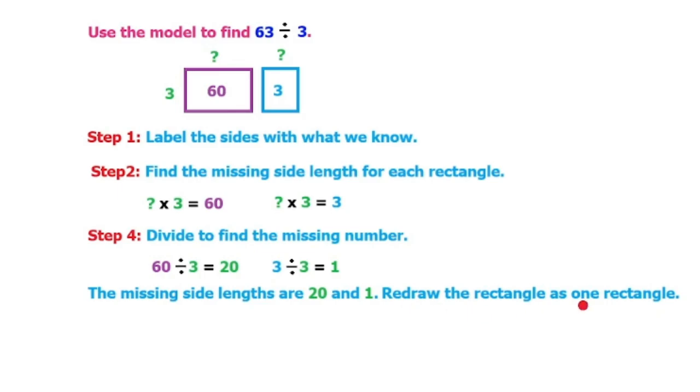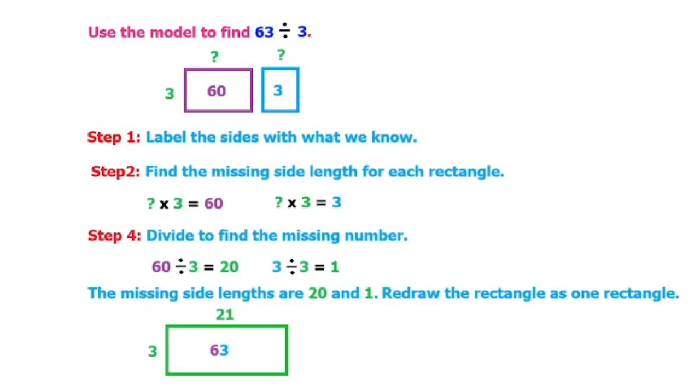So we can redraw the rectangle as one rectangle. So this is how it looks as one rectangle. Here's the side of 3, and here's the side of 21, which we've just figured out. And this is the 63. So it's the addition of the 60 plus the 3. That's the entire area of this.